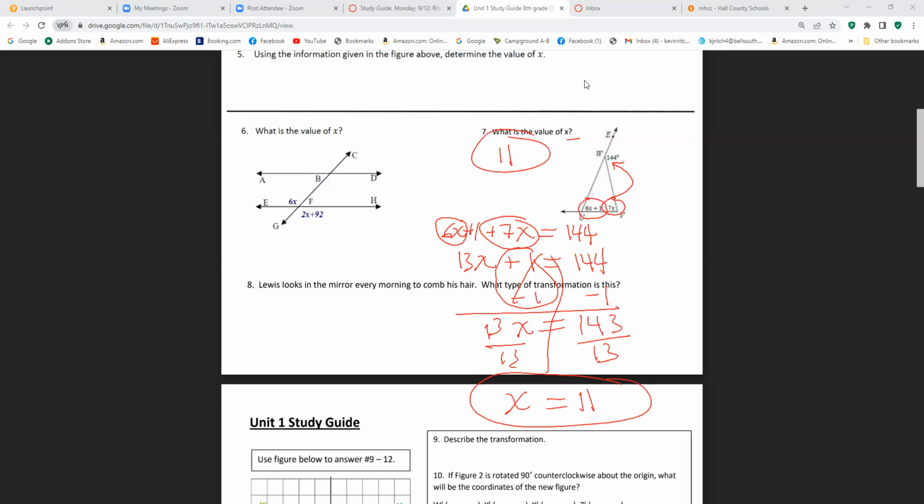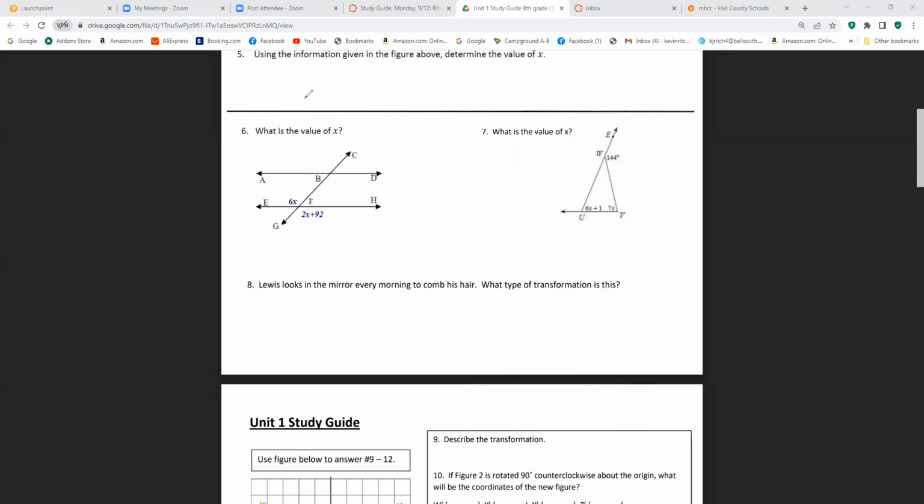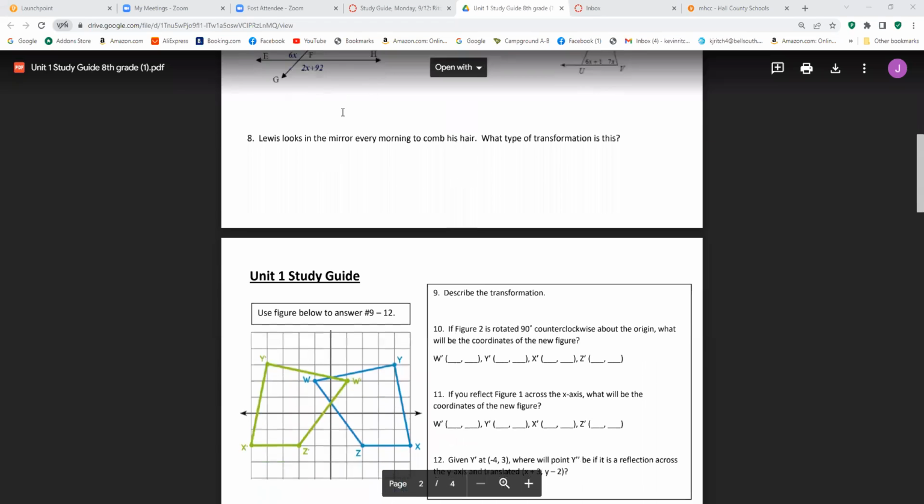All righty, moving on, number 8. Lewis looks in the mirror every morning to comb his hair. What type of transformation is this? So if you're looking in the mirror, you are seeing a mirror reflection. So the type of transformation that happens when you look in a mirror is a reflection. A mirror image is a reflection.